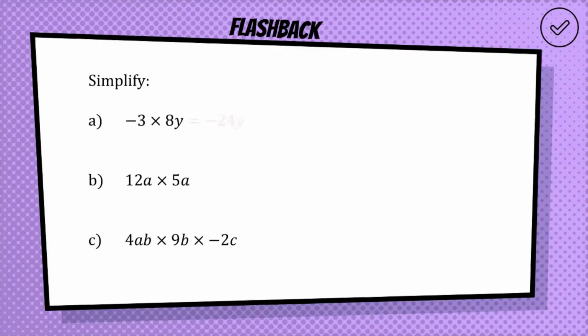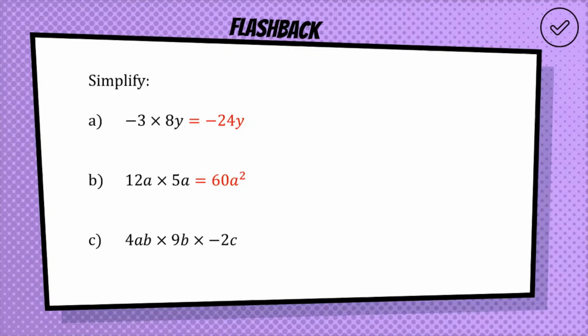All right, so the first one, we have -3 times 8y. So we end up with an answer of -24y. Okay, -3 times 8 would be -24. So -3 times 8y is -24y. For the next one, if we do 12 times 5, we get 60. And a times a, as we looked at, we write that as a squared. So for b, you should have had 60a squared.